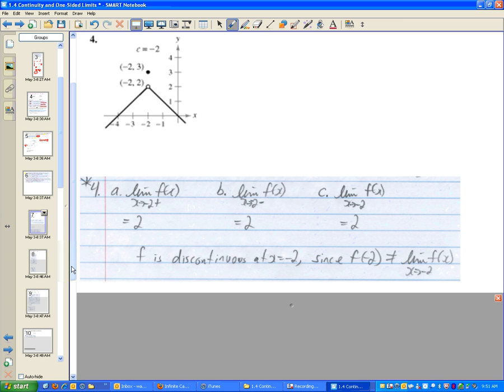Because f of -2 is 3, but the limit as x approaches -2 is 2. So the first 2 conditions for continuity were met. F of c existed, and the limit as x approaches c existed. But they're not equal to each other, so the function's discontinuous there.